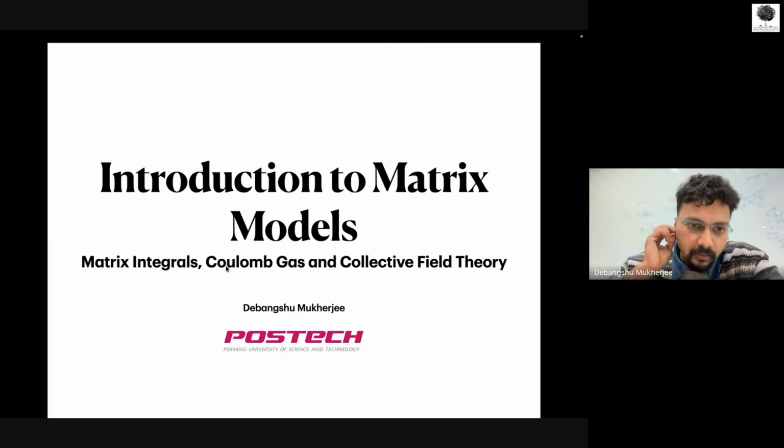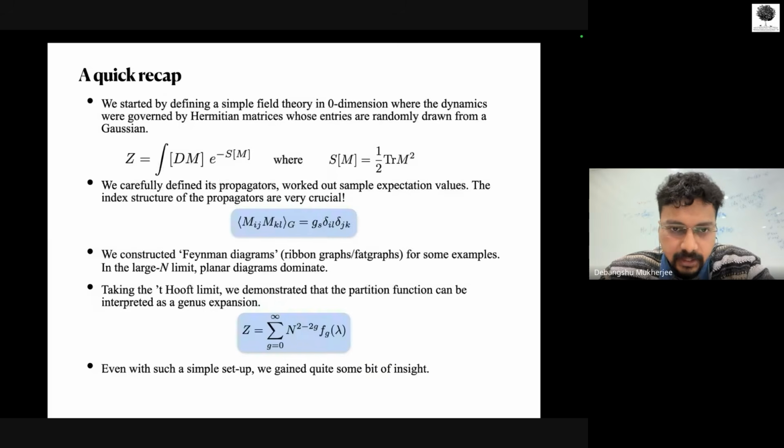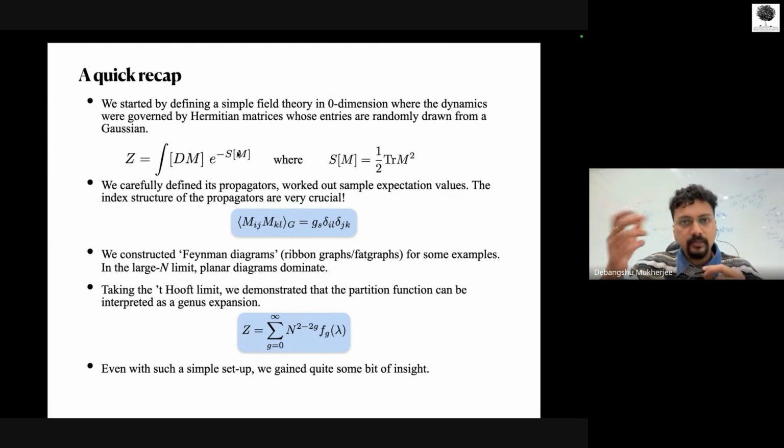So today our main focus will be, from last time, what we saw was we got a qualitative picture of how we expect large N matrix integrals to behave. The central highlight I discussed last time was to start off with a very simple looking field theory in zero dimension, where the dynamics was governed by a bunch of Hermitian matrices, whose elements were chosen randomly from a Gaussian distribution.